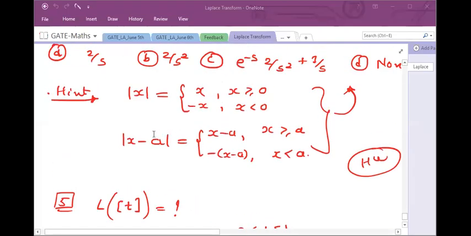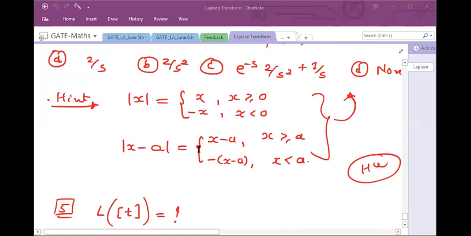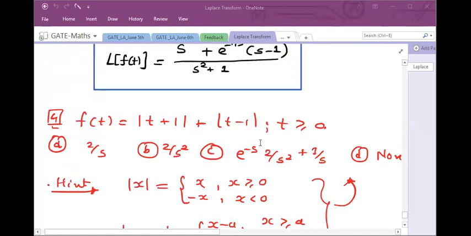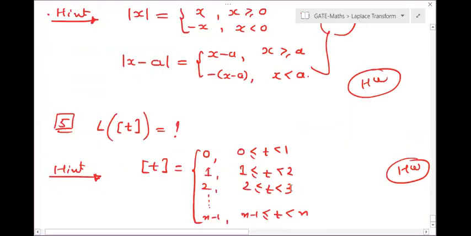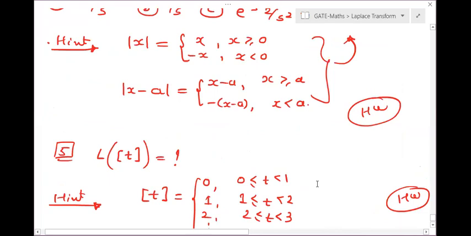Have you tried these questions? Question 4, question 5. Did you get the answer, or shall I show you the solutions of these questions? If you tried and got your answer, then we can move to the next properties of Laplace. If not, then let me show you the solutions.